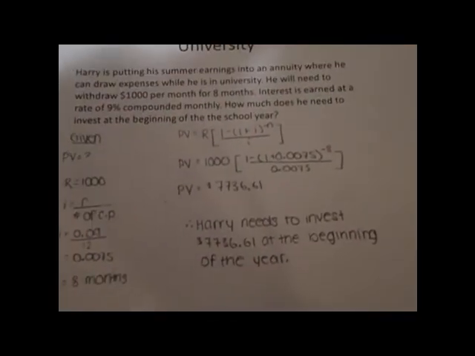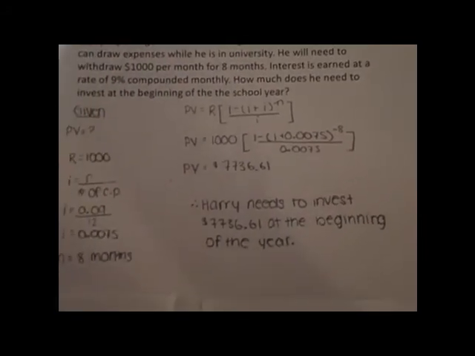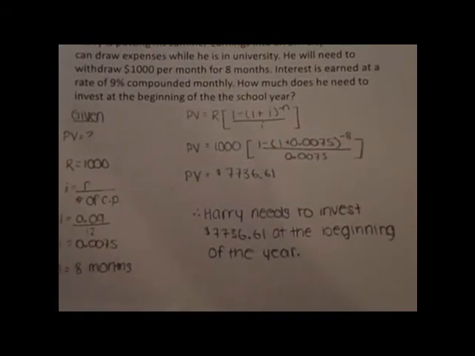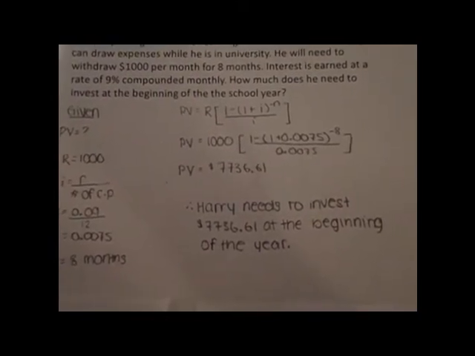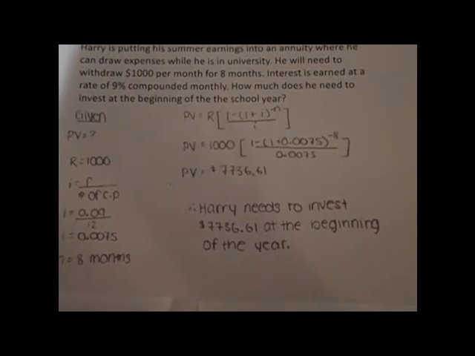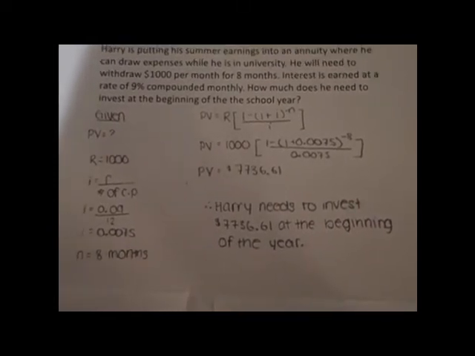After you determine all the givens and the unknowns, you will simply just plug everything into the general formula. And after plugging it in, you can get an answer of $7,736.61. This means that Harry needs to invest $7,736.61 at the beginning of the year.